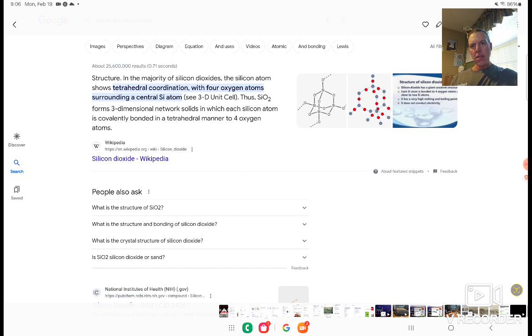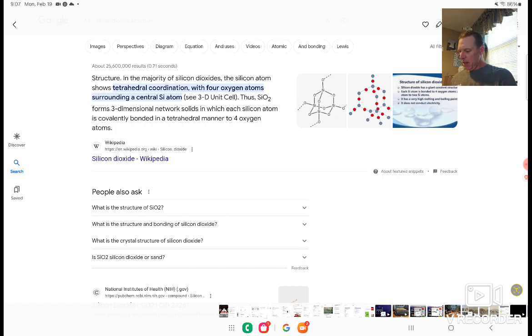Structure. In the majority of silicon dioxides, the silicon atom shows tetrahedral coordination with 4 oxygen atoms surrounding a central Si atom. And I've got this book, the fourth dimension is what this book is.